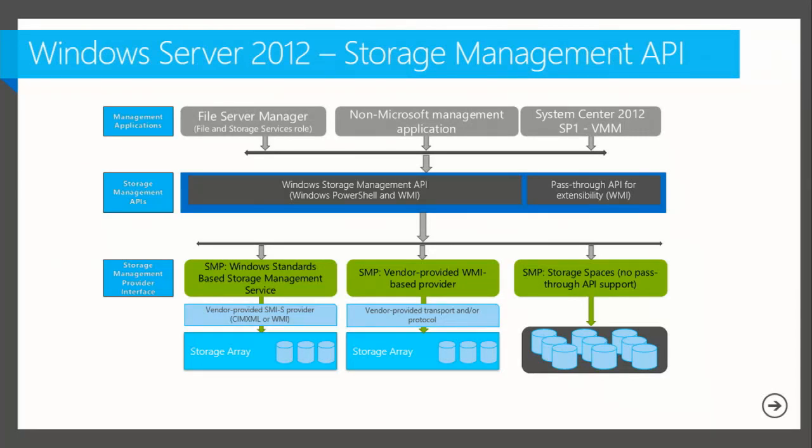Underneath Storage Management API, you've got three provider models. The first one is the storage service, which is the SMI-S service that talks to SMI-S providers. This is a feature that ships in-box with Windows Server, and if you go to the features list, it'll be under Windows Standards-Based Management. You enable that feature, and then you can add SMI-S providers. We also have partners building native SMP providers that plug in directly into SMAPI. Functionality is the same, so partners, regardless of the path that they choose, can show off all their capabilities through SMAPI.